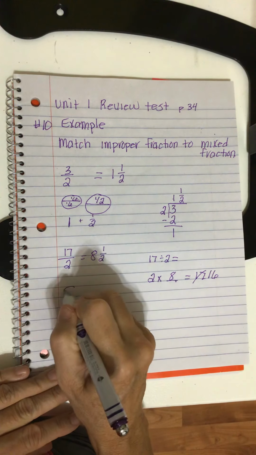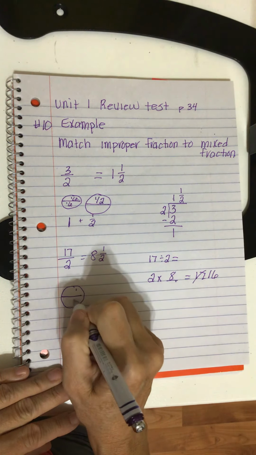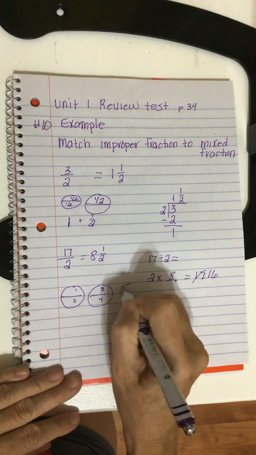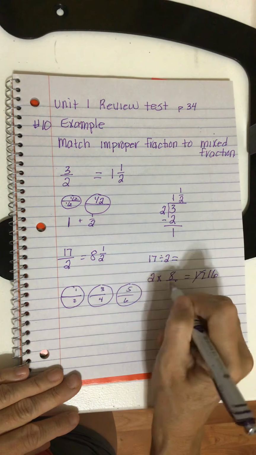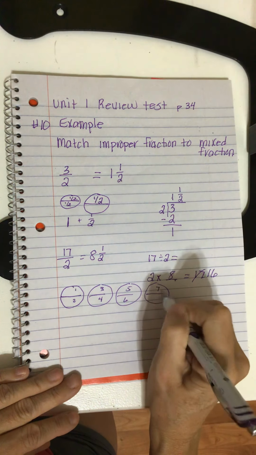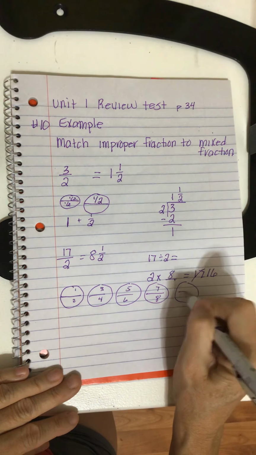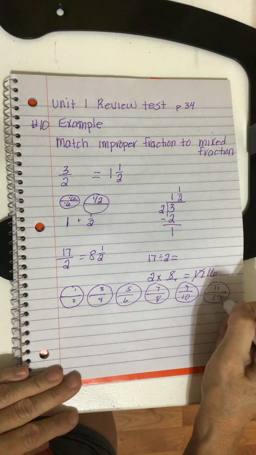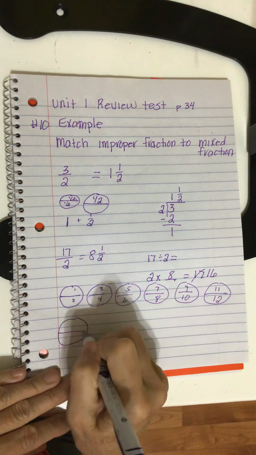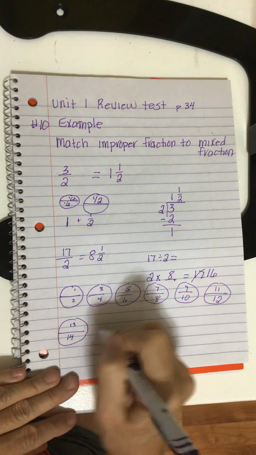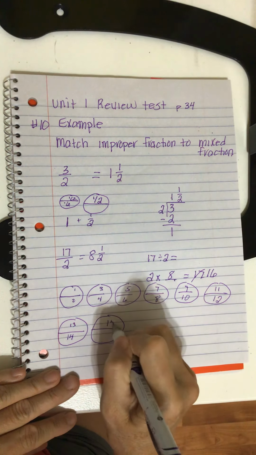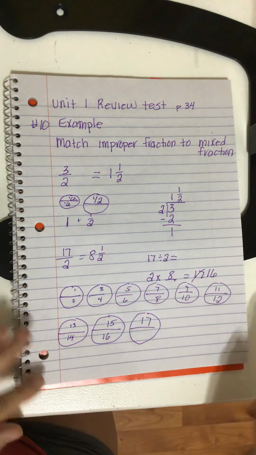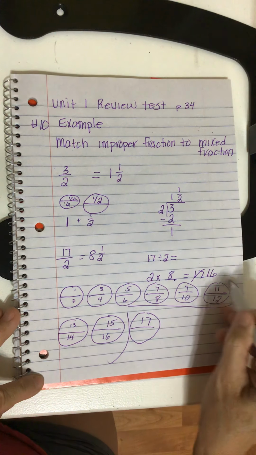I could also model it. I could do 17 halves. Here's 1, 2, 3, 4, 5, 6, 7, 8, 9, 10, 11, 12, I'm almost there, 13, 14, 15, 16, 17. You can see all of these are whole numbers.